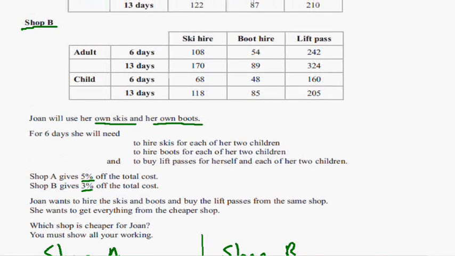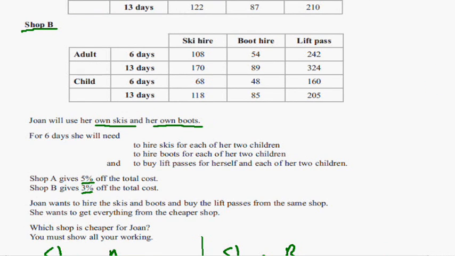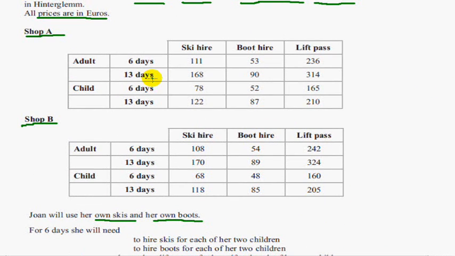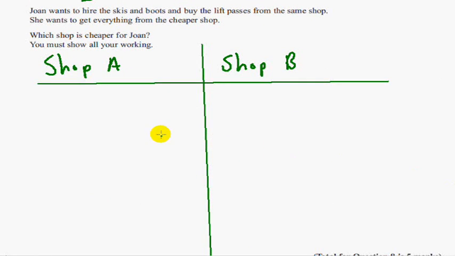Now it's going to be 1 adult and 2 children go in. She doesn't need skis or boots, and I'm just going to get rid of all the rubbish information. 13 days is irrelevant, so I'm going to cross those out. This is just for shop A, and she doesn't need skis or boots for the adult, so we're going to add 236 euros to shop A. So that's 1 adult.